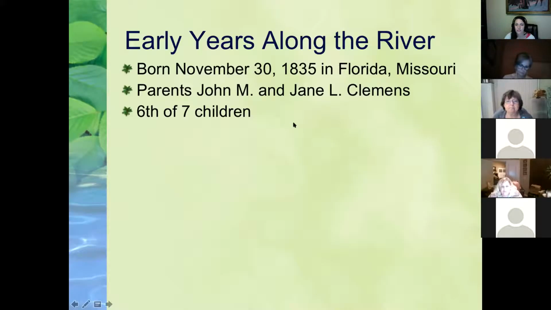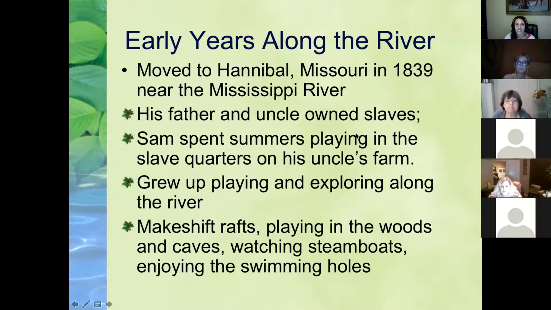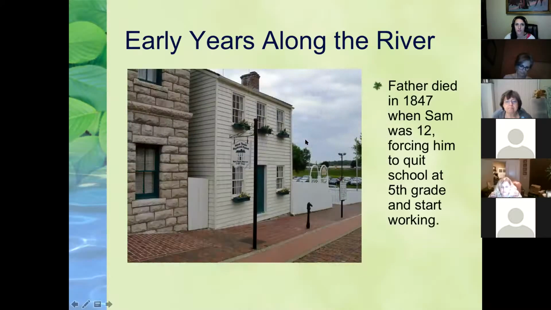So early years, and this presentation shows its works cited at the end. It has a very strong riverboat slant. It wants you to know that that's where Huck Finn came from, his riverboat time. But so from John and Jane Clemens, sixth of seven children, went to Hannibal, Missouri. And this is interesting. His father and uncle owned slaves. He spent summers playing in the slave quarters on his uncle's farm, makeshift rafts, all those things.